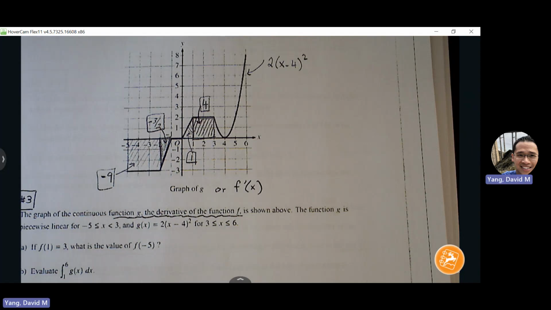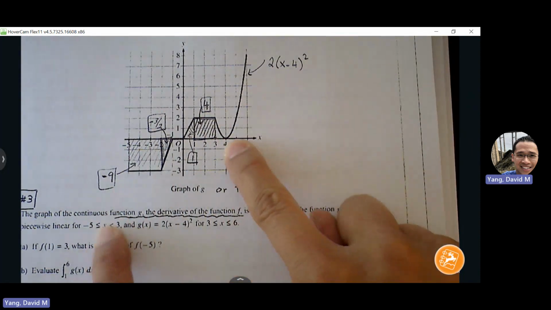The next part is asking, is there a point of inflection? Points of inflection will be the peaks and valleys. The only peak and valley that I see is at 4.